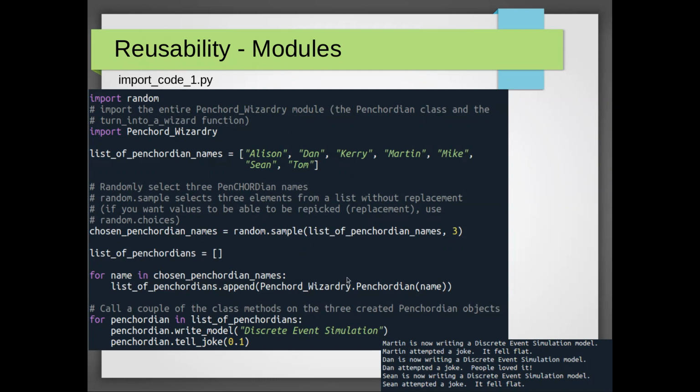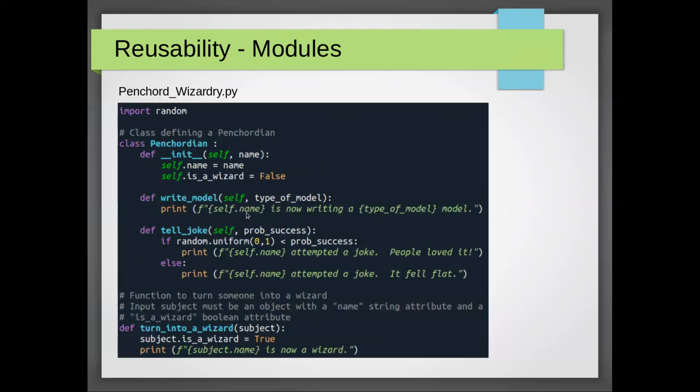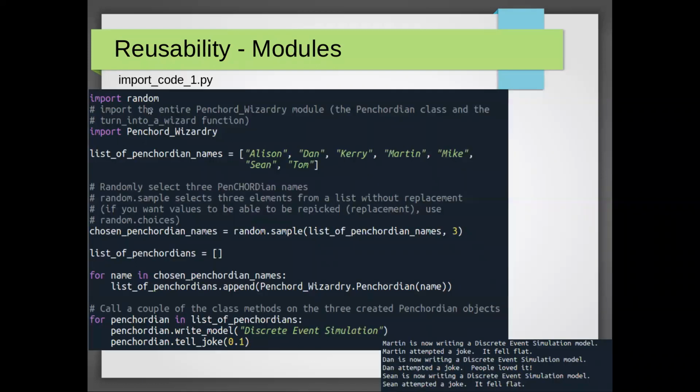And I'm going to do that because I've already written what a Pencordian is as a class in my Pencord Wizardry file, which is completely separate. And I've imported that. So I can now use that as though I'd written it in this code. So I can refer to it and say Pencord Wizardry dot. So I want to use the Pencord Wizardry file, the module, and I'm going to use the dot notation to say it's something in Pencord Wizardry.